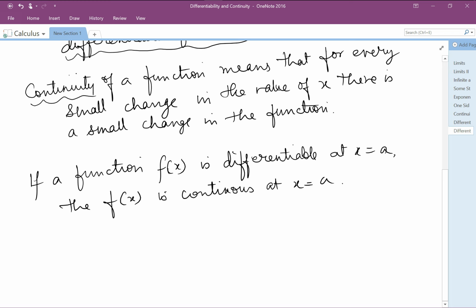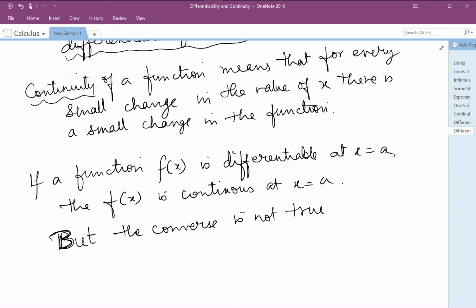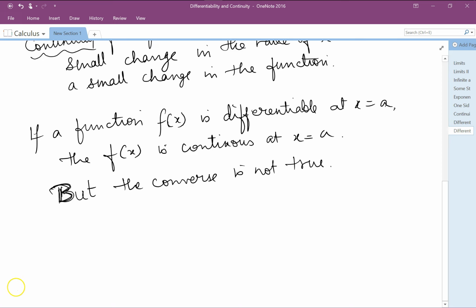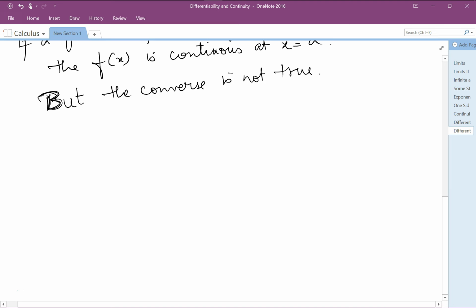This is a very important point. If a function f of x is differentiable at x equal to a, then f of x is continuous at x equal to a. But the converse is not true. So if a function is differentiable at x equal to a, then f of x is continuous at x equal to a. But if a function is continuous at x equal to a, then it need not be differentiable at x equal to a. Let's see with an example what we mean by this.